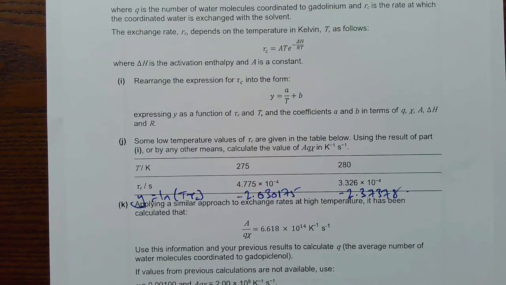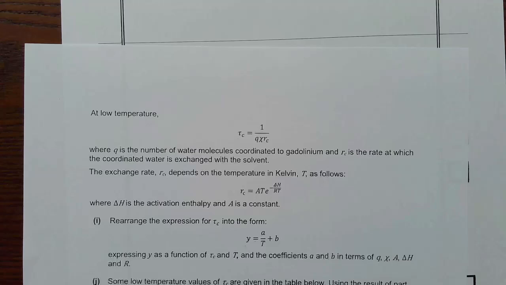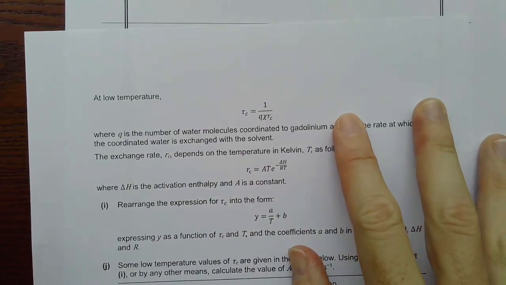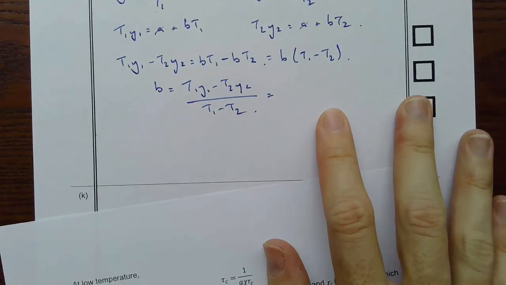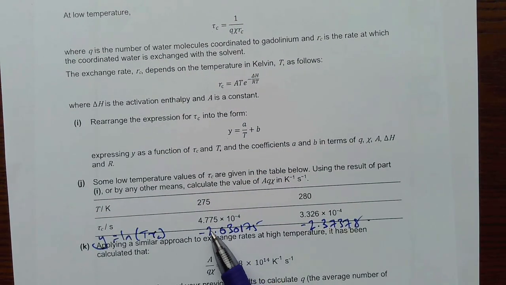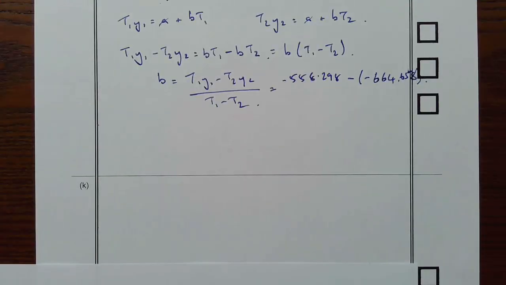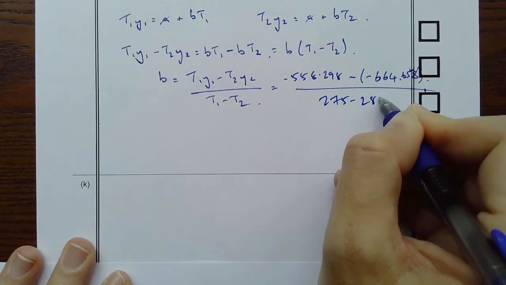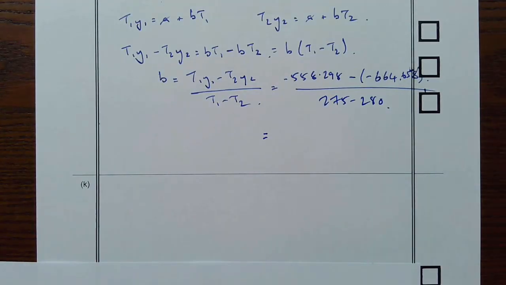Okay, so those are my values for y, and then I need to multiply each one by the temperature again. So this is going to be, I'm just going to do it. If I take the numbers that I worked out and multiply them by the temperatures, I get those, and then I divide that by 275 minus 280, and if I work all of that out, I get that. Alright, so that's my B.